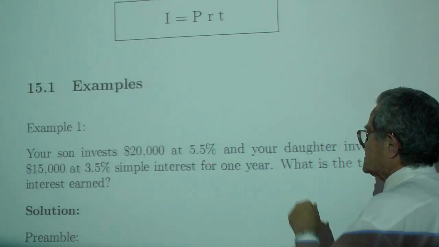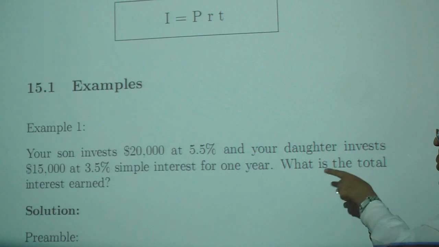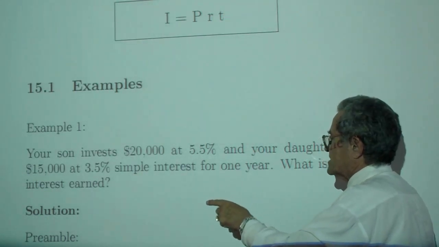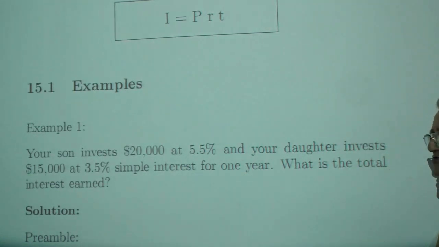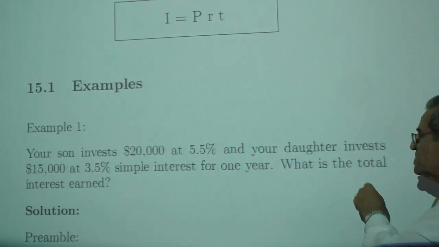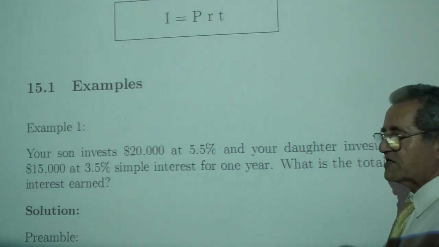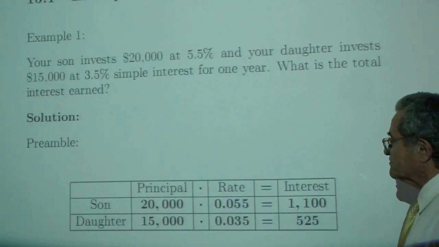Your son invests $20,000 at 5.5%, and your daughter invests $15,000 at 3.5%, simple interest for 1 year, simple annual interest. What is the total interest earned? Now, aren't you lucky you have rich sons and daughters?